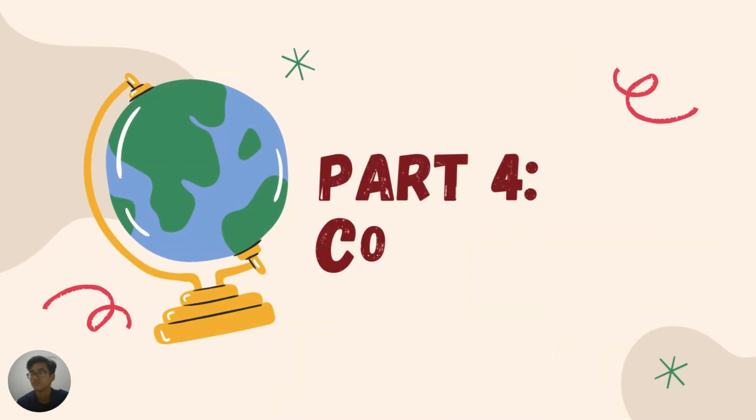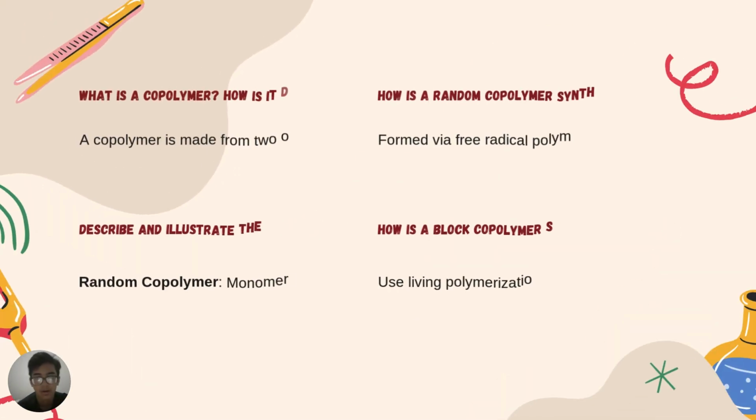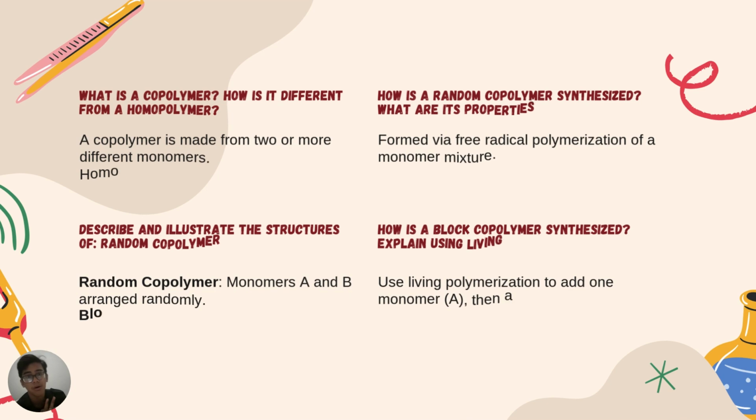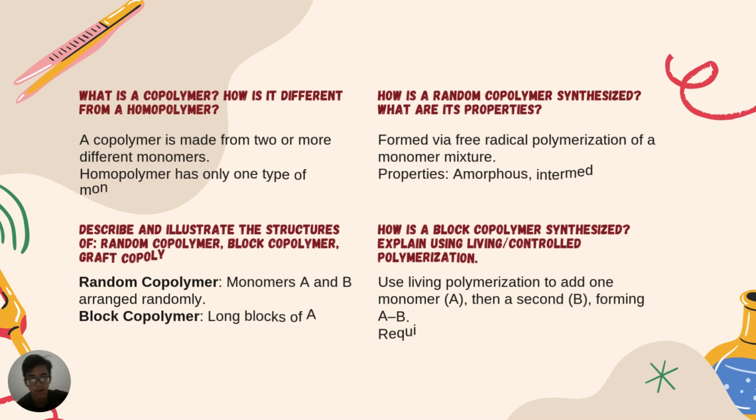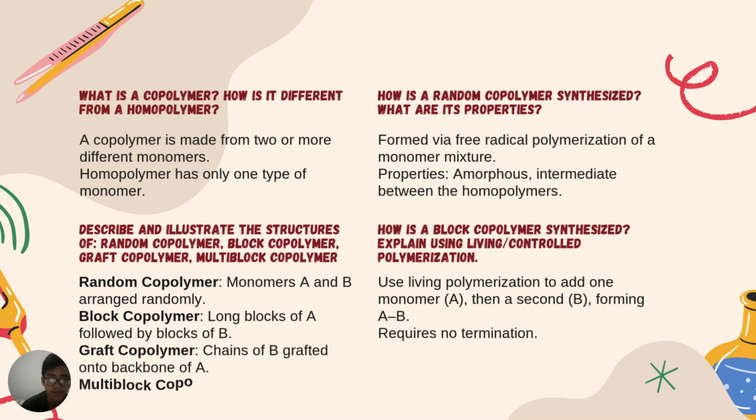So the fourth would be in the model is to talk about copolymer. So what is copolymer exactly? Copolymer is made from two or more different monomers. There's also a homopolymer, which has only one type of polymer. So there's co and homo. That is the difference between the two of them, and we have to describe and illustrate.